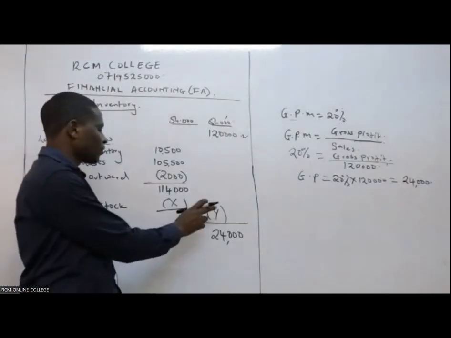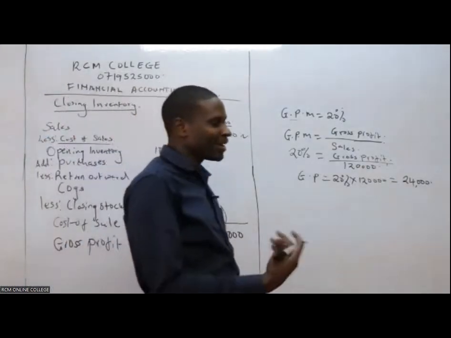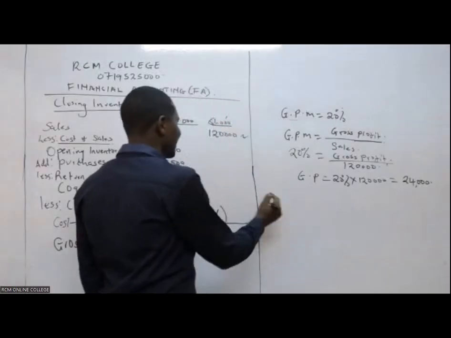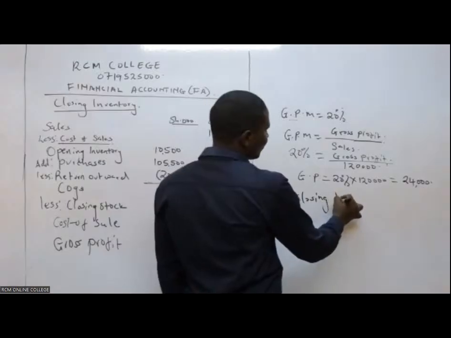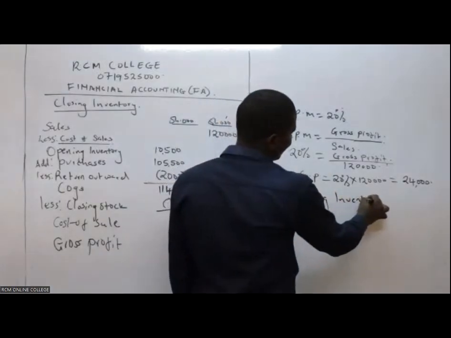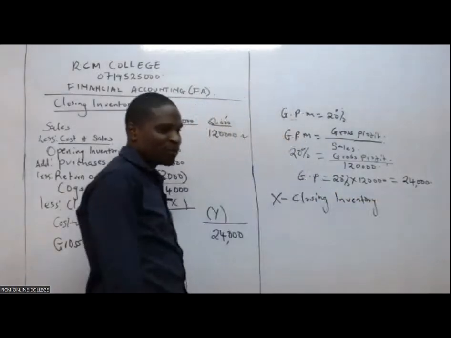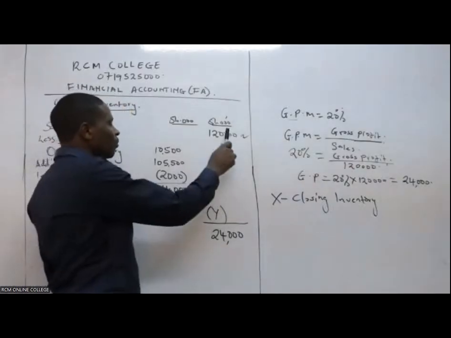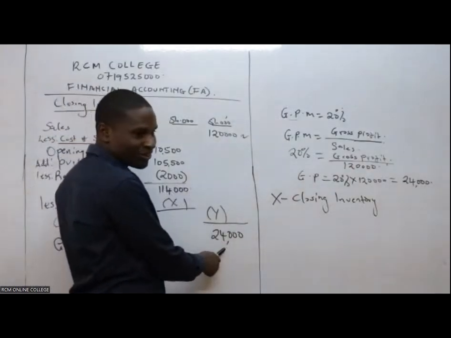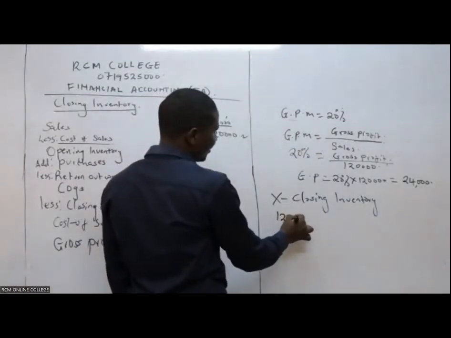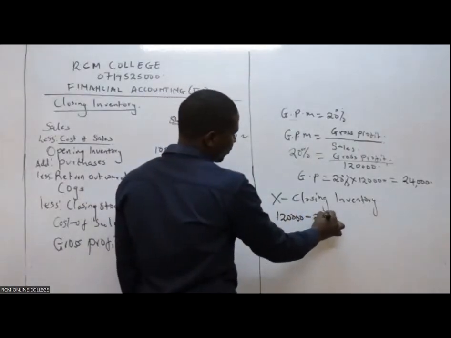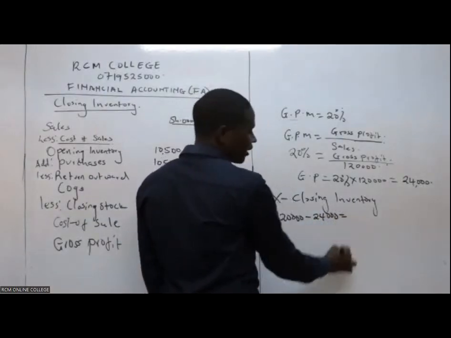In fact, that will be our cost of sale. And we are interested in getting X, our closing inventory. So somebody get Y fast. Closing inventory is what we are interested in. It will be 120 minus Y is equal to 24. So it is 120,000 minus 24,000. That will give you what?